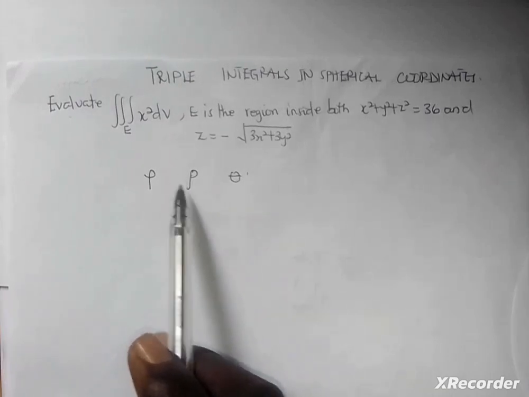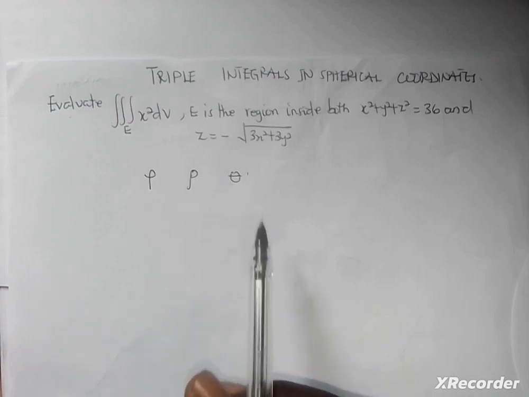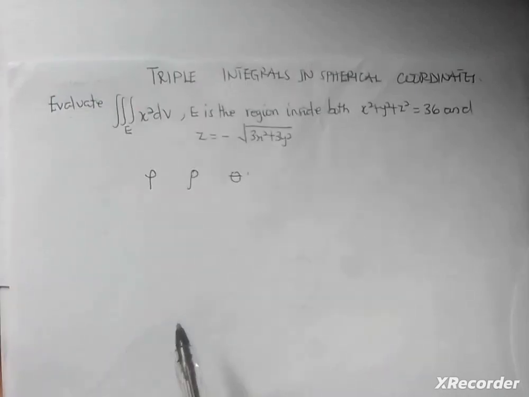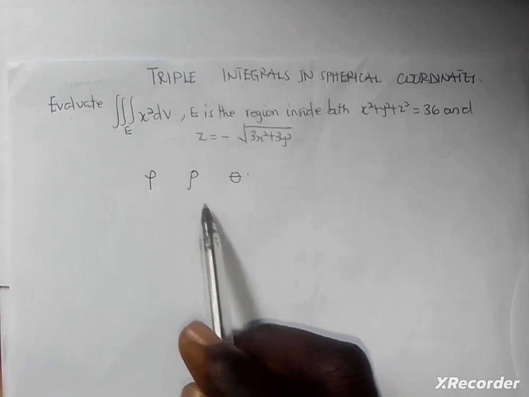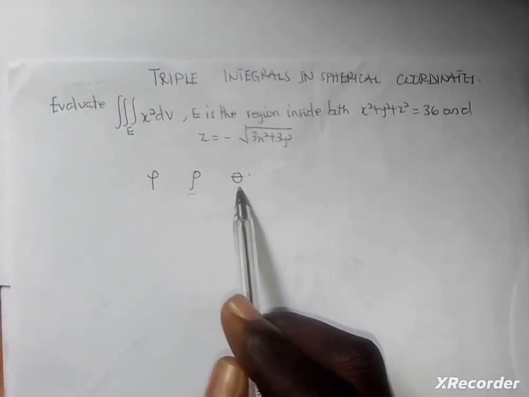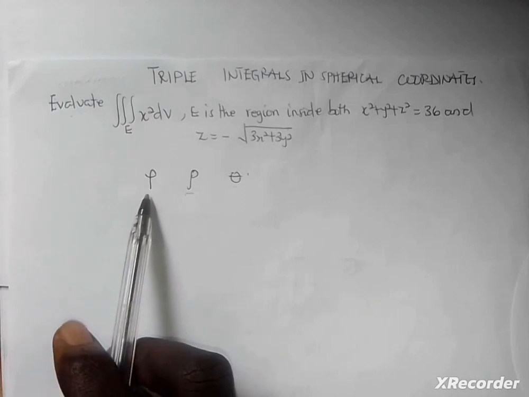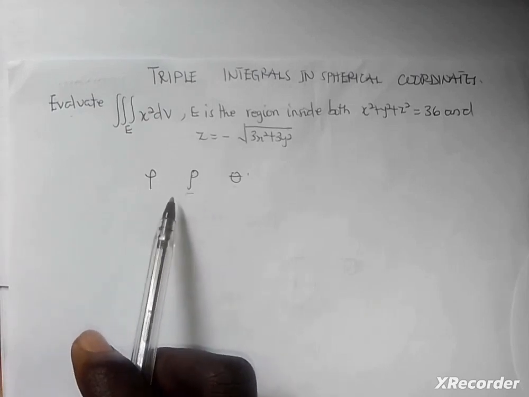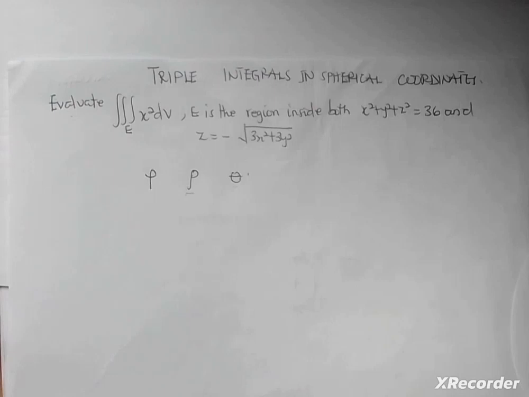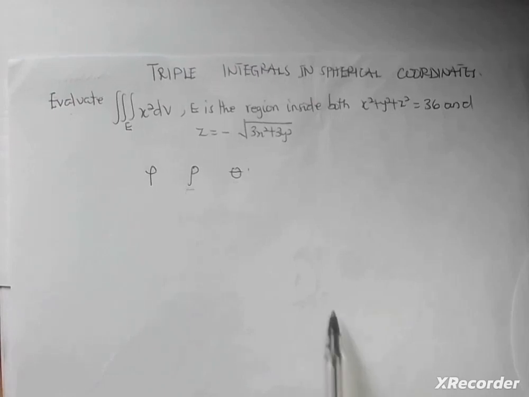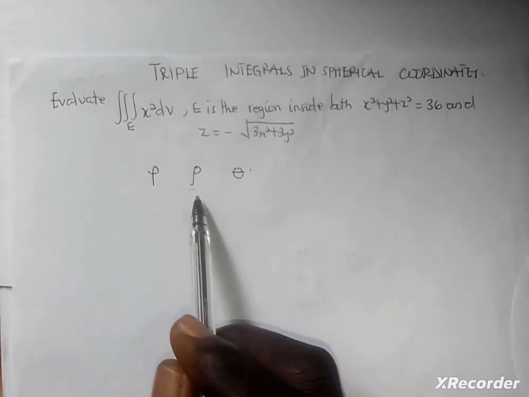Now let me start from rho. Rho is the radius of a sphere. Theta is the theta we know from polar and cylindrical coordinates. Theta is the angle our region makes with the xy plane. Then finally, phi is the angle this rho makes with the z-axis. So the next thing to do is to find the various limits for these.